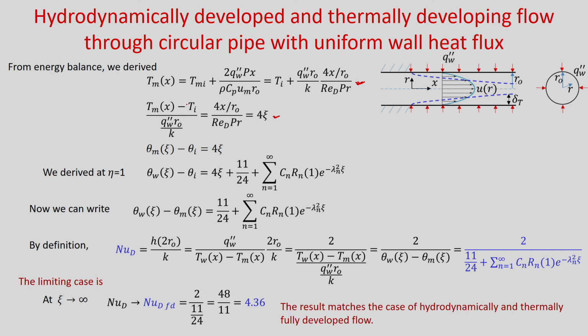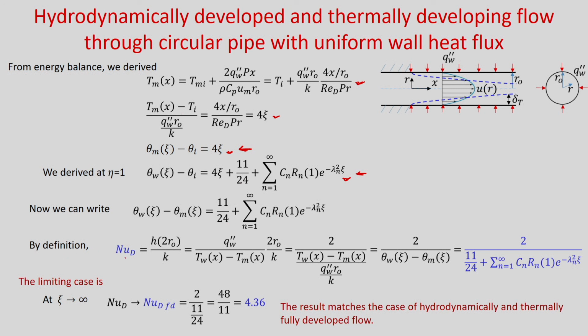So, in non-dimensional form, theta m minus theta I you can write 4 zeta, and we derived that eta is equal to 1 already in the last slide, the theta w minus theta I is this one. So, now we can write: if you subtract this equation from this equation, then you will get theta w minus theta m. So, 4 zeta will cancel, and you will get 11 by 24 plus this term.